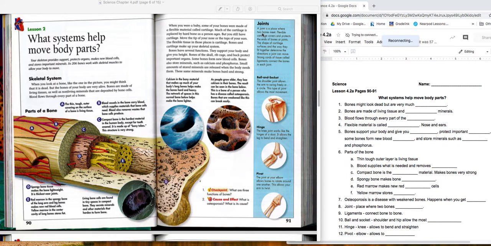A joint is a place where two bones meet. So you got that one. Flexible cartilage covers and protects the ends of the bones at joints. The shape of the cartilage surfaces and the way they fit together determine the direction a joint can move. Strong cords of tissue called ligaments connect the bones to each joint. So I told you a ligament connects bone to bone.